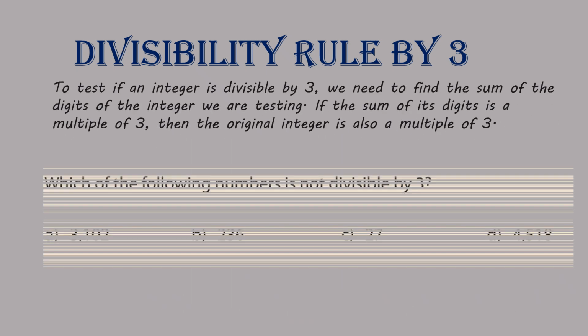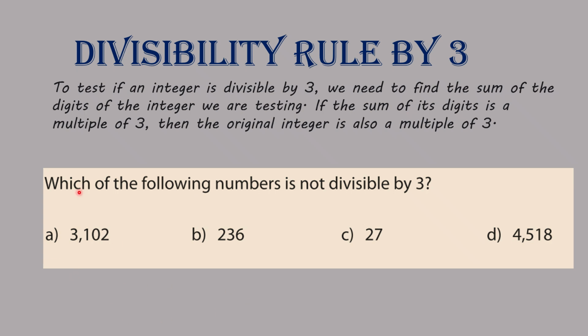Now let's see the next divisibility rule, by 3. It's very easy, very simple. You just have to add all the digits of that number. If the sum of all the digits of that number is a multiple of 3, then that number will be divisible by 3. Okay, so now let's see by question, which of the following numbers is not divisible by 3?